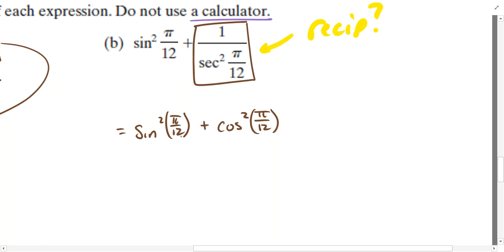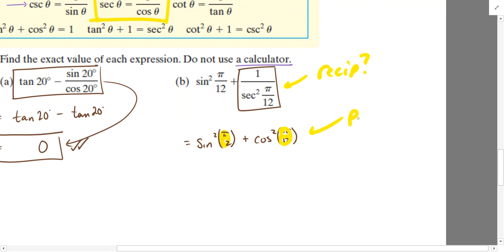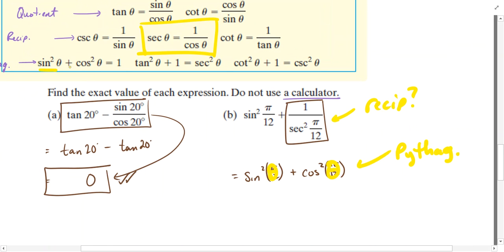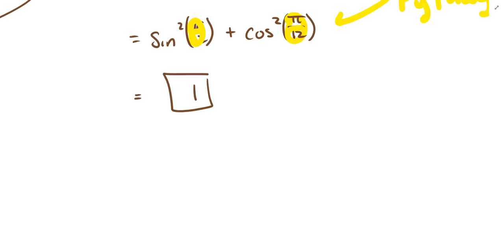And to take this just a bit further, we recognize that the angle measure pi over 12, call that theta, and this angle measure pi over 12, call that theta as well, are the same. So we recognize this as a Pythagorean identity. And we know that sine squared of some angle measure plus cosine squared of the same angle measure must be equivalent to the number 1. So that tells me that sine squared of pi over 12 plus cosine squared of pi over 12 is equal to precisely 1.